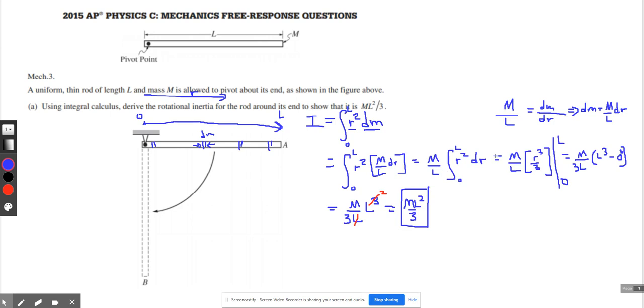When we run that out, we're going to bring the constants out in front. Nothing happens to them when you do the integration. And then when you integrate r squared, it becomes r cubed over 3. Evaluate it for your limits, so all the way from the hinge out to the end, and you get something that looks like this. 0 cubed is just 0, so that simplifies to this. We can cancel out an L on top and bottom, and we get our answer, which matches this.